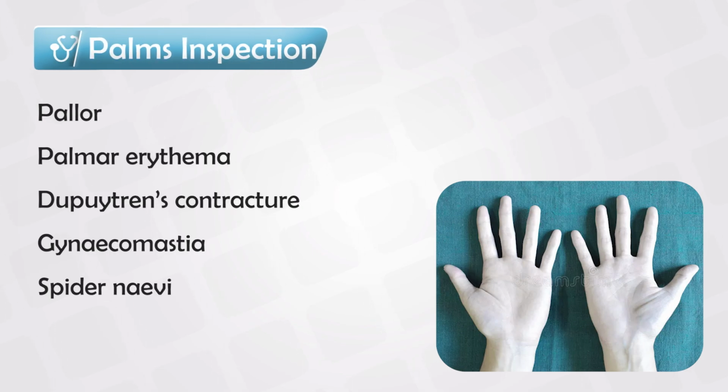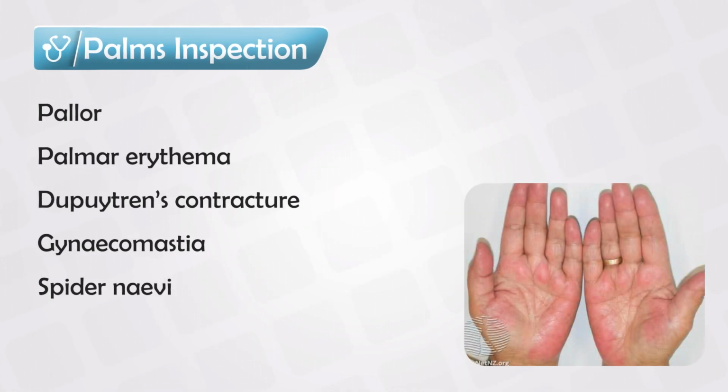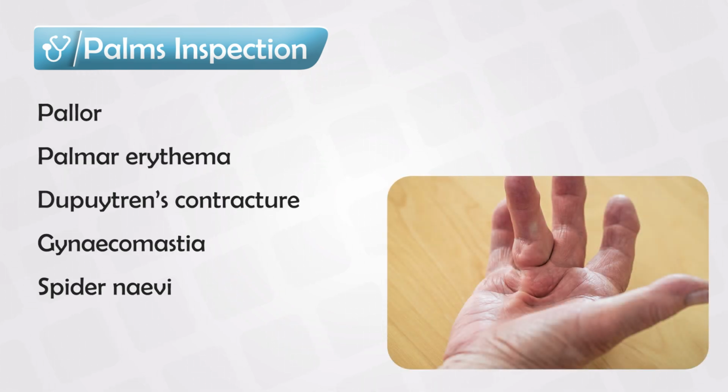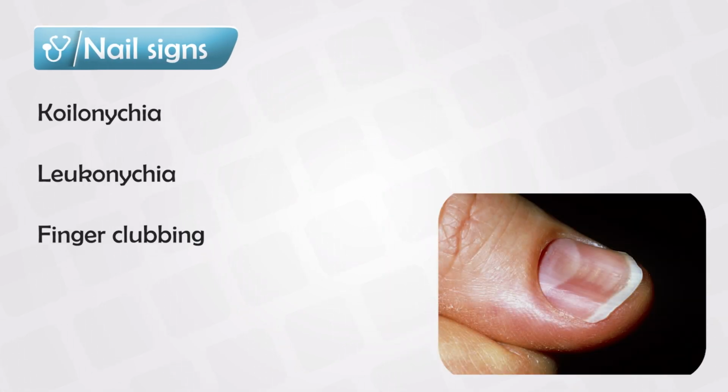You're going to start your inspection by looking at the patient's hands. Look for any signs of pallor, palmar erythema, Dupuytren's contractures, and then look at the patient's nails, because there's a lot of changes that can occur and they refer to the patient's nails.